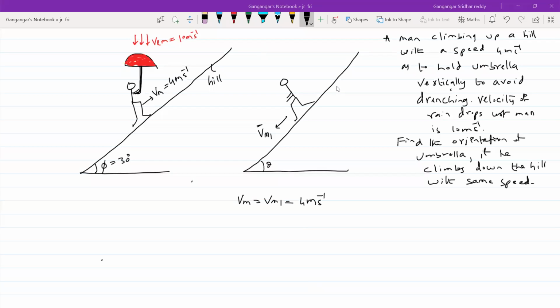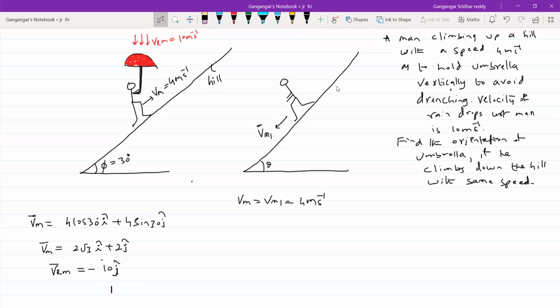So from the first diagram, we should get the actual velocity of rain. That was the thing. So how to get the actual velocity of rain? First, we'll define the velocities here. Vm bar equal to 4 cos 30 i cap plus 4 sin 30 j cap. So this will be 2 root 3 i cap plus 2 j cap. This is the velocity of man with respect to ground. We have the information VRM bar. What is VRM bar? Minus 10 j cap.